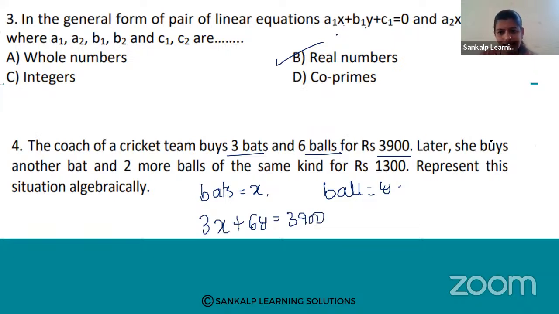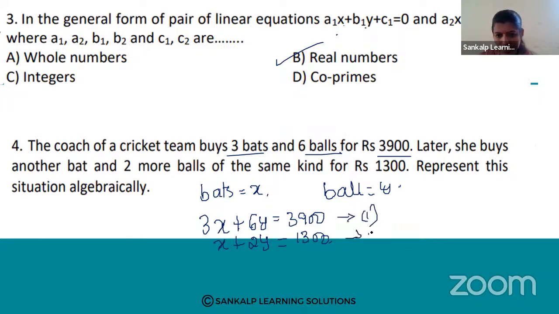Another one, later she buys another bat. How many bats? Only one bat. That is x plus 2 more balls. 2 more balls means she buys 2 more balls, but the bat is only one. So 2y, 2 more balls means 2y is equal to 1,300. Represent this situation algebraically, so you have to represent like this. This is equation number 1 and this is equation number 2.